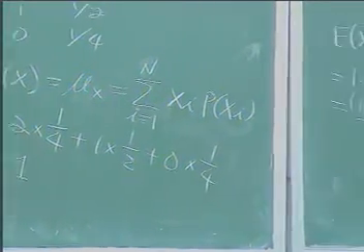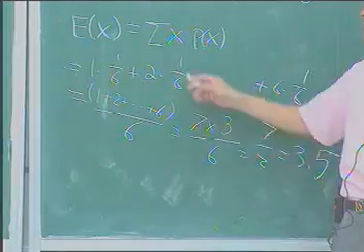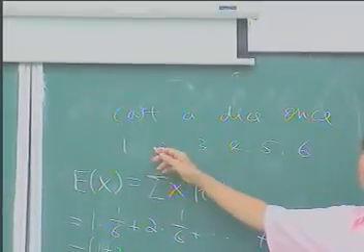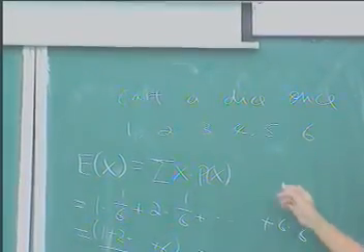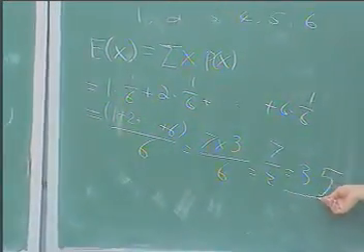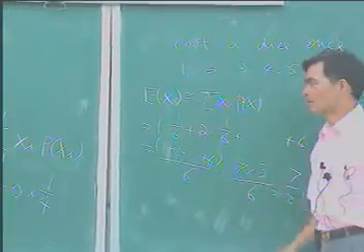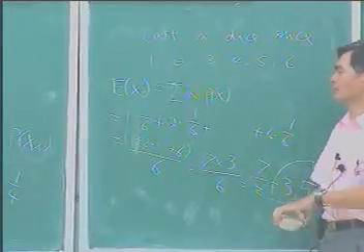But the interpretation here will be a little bit more difficult because the dice has only 1, 2, 3, 4, 5, 6. Will this number show up? No, it will never show up because it doesn't have 3.5. So the interpretation really depends on the situation.